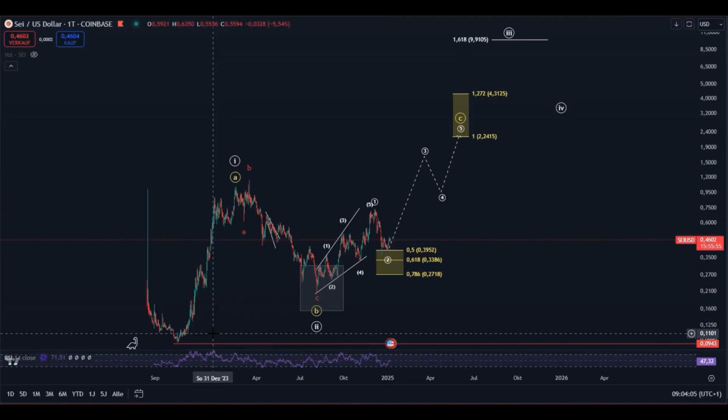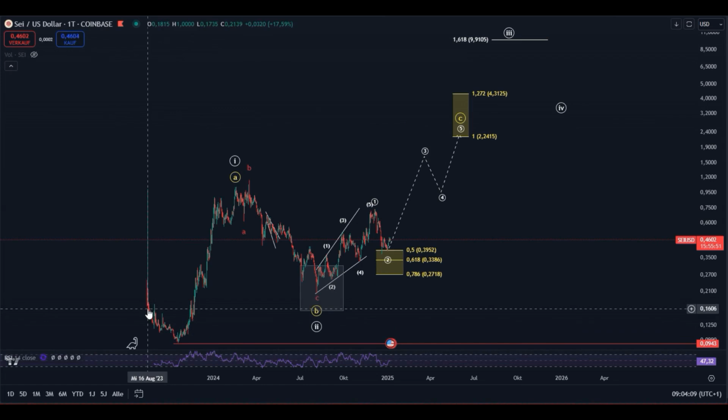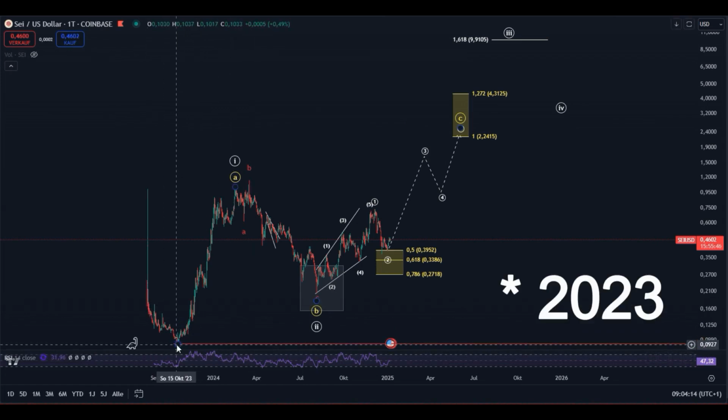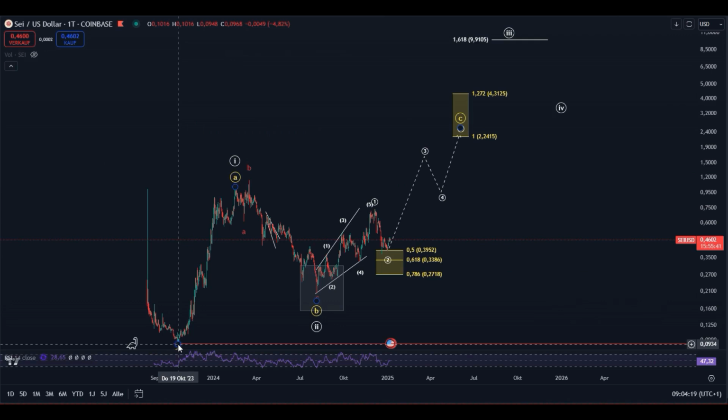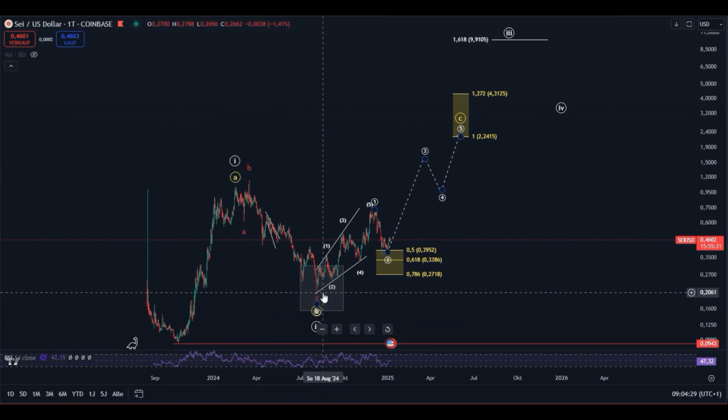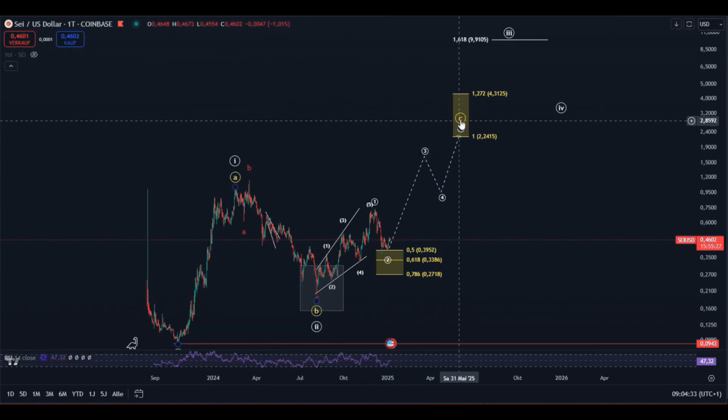The SEI token hasn't been around for that long. I've only had it on the chart since August 2023. And in the last bear market, we had a low from October 2023 of just over 9 cents. Since then, we've seen a rise into a wave 1 or wave A. I'll get to that in a moment. Then we crashed down into a wave B or wave 2. And now we're moving up into a wave C in yellow, or maybe even into a wave 3, which is still quite a bit higher.